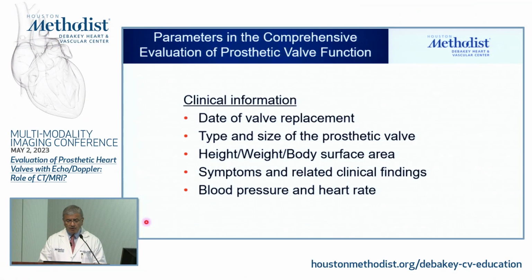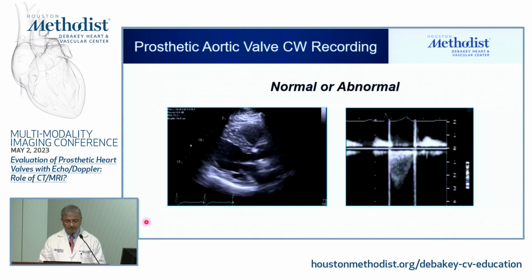What are important parameters for our evaluation? From a clinical information point of view, we need to record the date the valve replacement was performed, the type and size of the prosthesis. Many patients will have these cards on hand, so you can put that in their record. Also height and weight, body surface area because of the entity of prosthesis-patient mismatch, symptoms and related clinical findings, and blood pressure and heart rate.